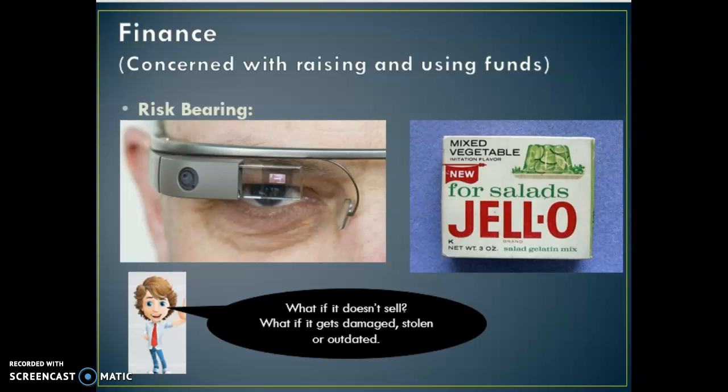So we have a term called risk bearing. Risk bearing marketing activities have a big risk factor, since a business can never be sure that its products will be sold. There is a possibility that the products might be damaged, stolen, or that they become outdated, which will then result in financial losses.